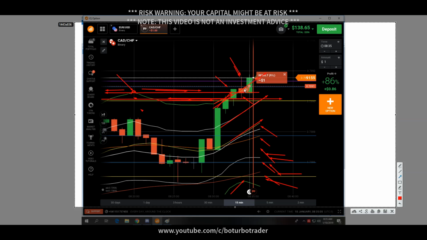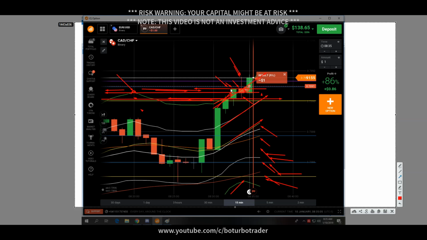And instead of doing a put at this level, above the opening price of the previous candle, this one here, there was no longer any case to do any kind of put. You should wait for a rejection from this level, the opening price of the previous candle or the closing price of the last candle, and then you could enter into a put.